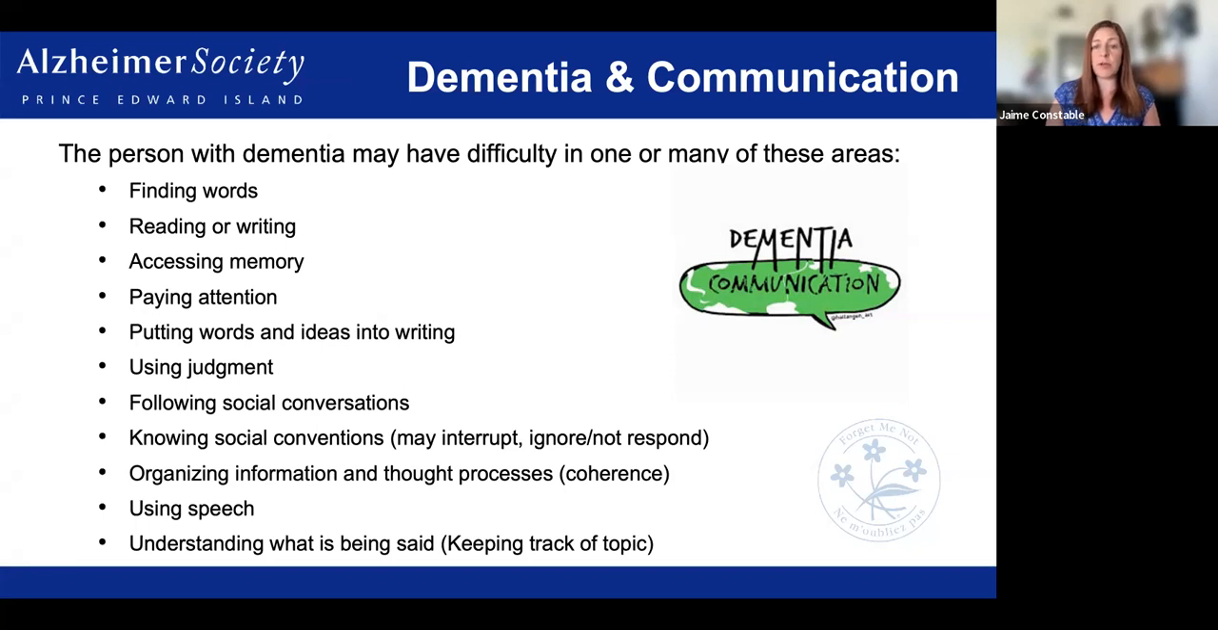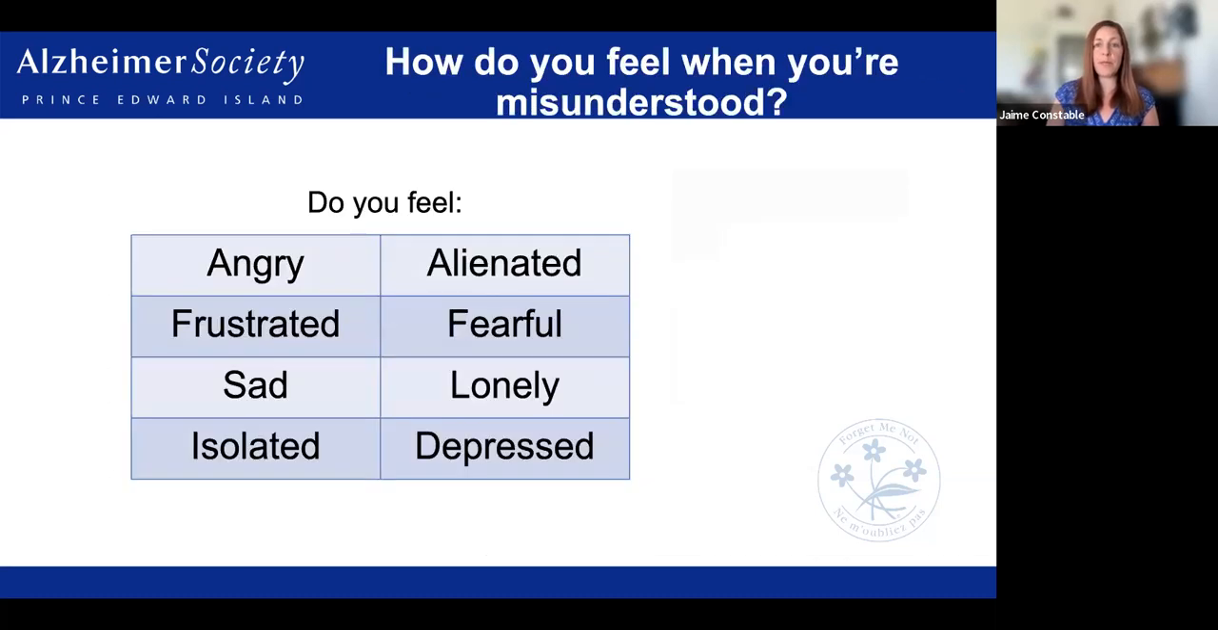So keeping track of a topic. And you'll notice that the person might have trouble, for instance, watching TV or movies later on that have a complex plot line, because it's hard for them to keep track of the topic, especially if it moves back and forth from one scene area to another scene area, or moving back and forth in time.